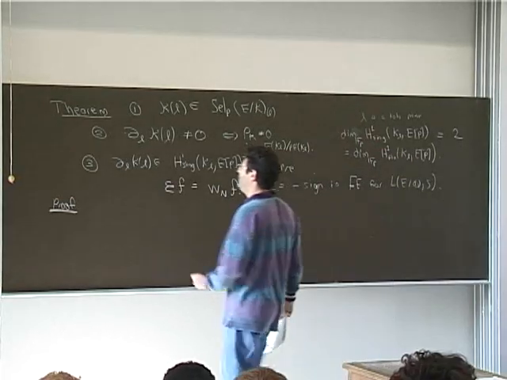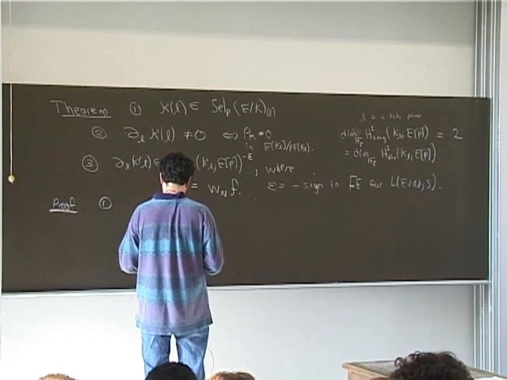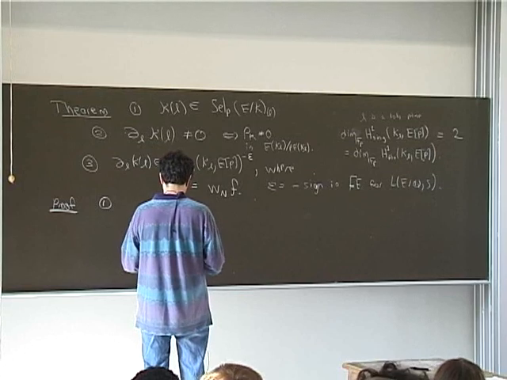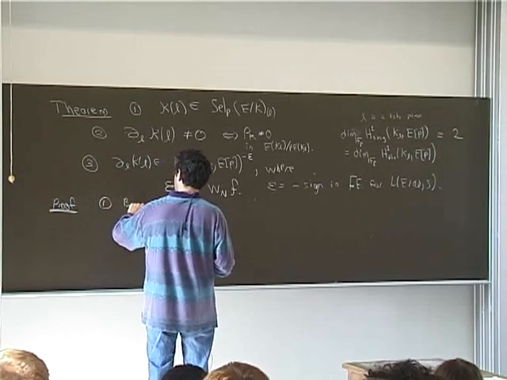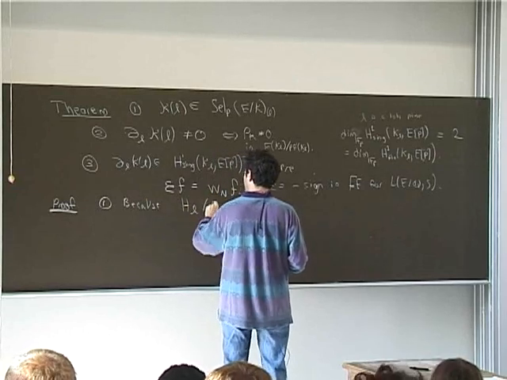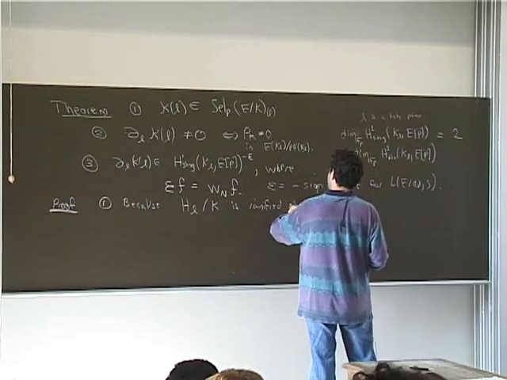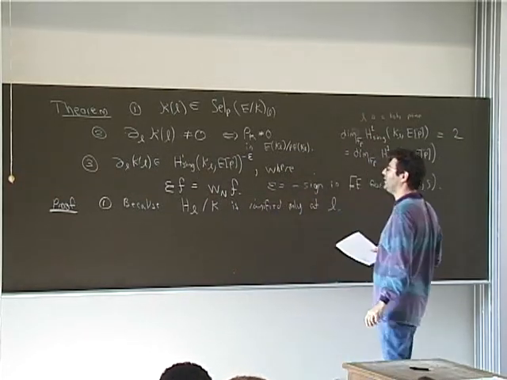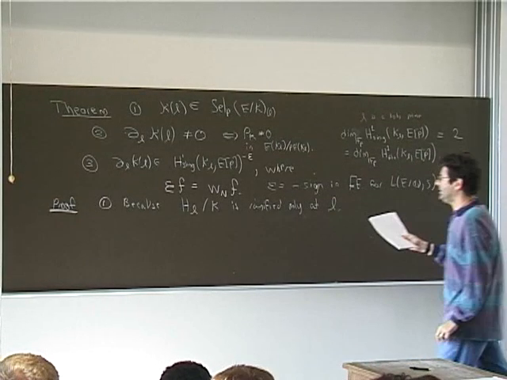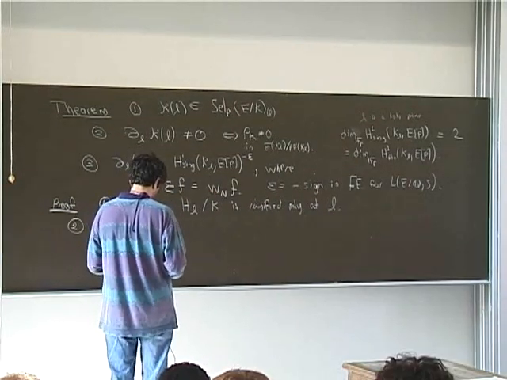So the proof of the first property is really because this extension H_L, the ring class field over K, is ramified only at L. And by their very construction, these classes become trivial when you restrict them to this ring class field. The second property is a calculation.